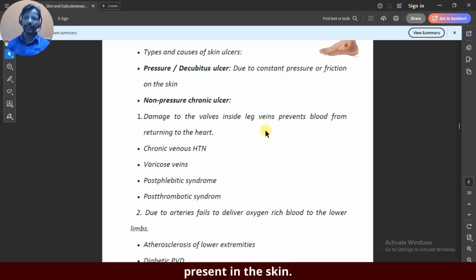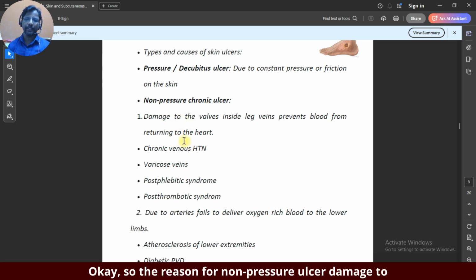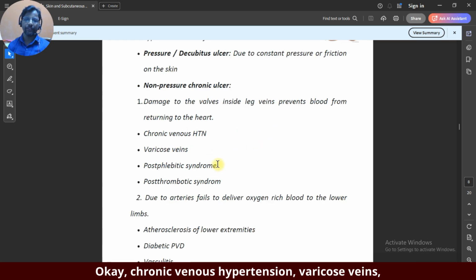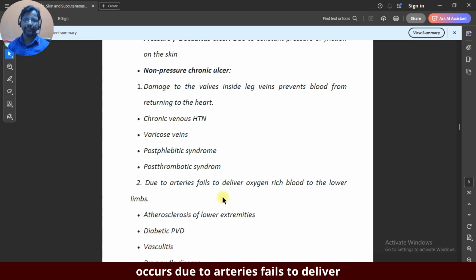So damage to the valves inside leg veins prevents blood flow return to the heart. Here also these are non-pressure chronic ulcers. These ulcers will not occur due to pressure, that's why they have classified it as non-pressure chronic ulcer. The reasons: damage to the valves inside leg veins, chronic venous hypertension, varicose veins, post-phlebitic syndrome, post-thrombotic syndrome, and also these non-pressure chronic ulcers occur when arteries fail to deliver oxygen rich blood to the lower limbs.